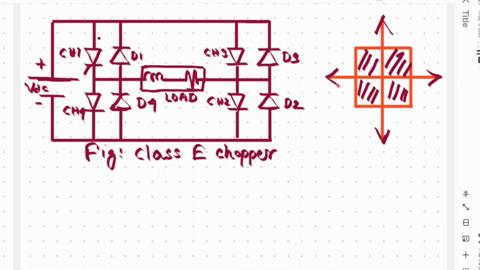So if we consider this is voltage and this is current, this is minus V and minus I. So in this VI plane, it operates in all four quadrants. So this is called a four quadrant chopper.